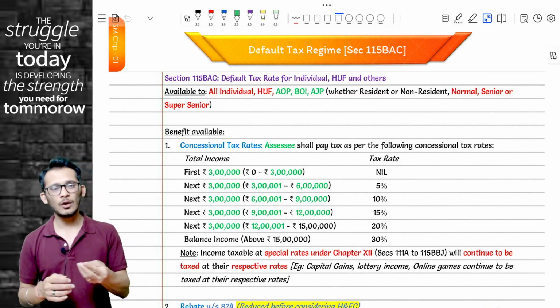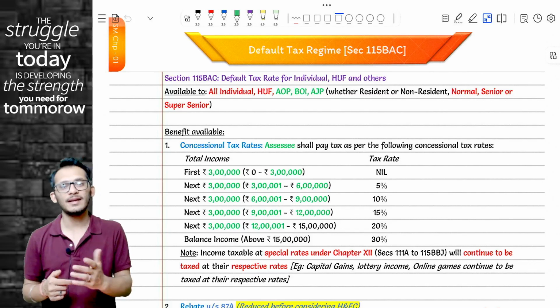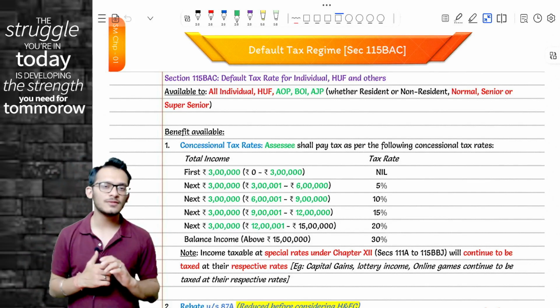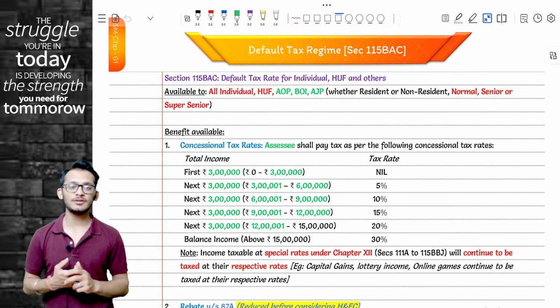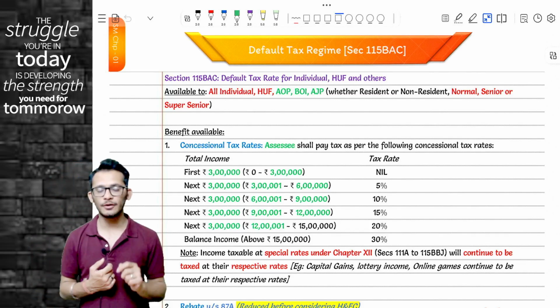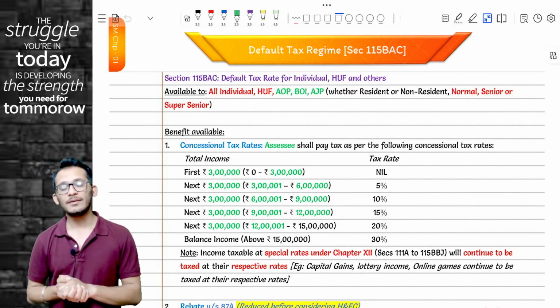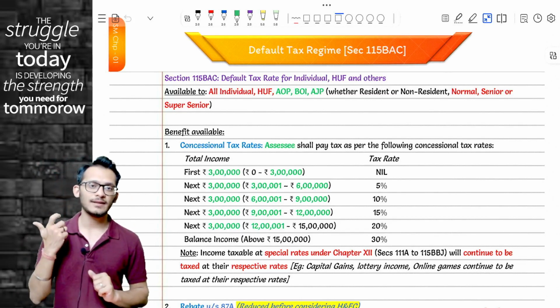Second, they allowed for some common exemptions which people were claiming. Now, some is only one, but yeah, I will use the word some. They allowed for some common exemptions which people were claiming, and that is what is more critical for your exam right now. Before we go forward, let's understand what you mean by the term default tax regime.